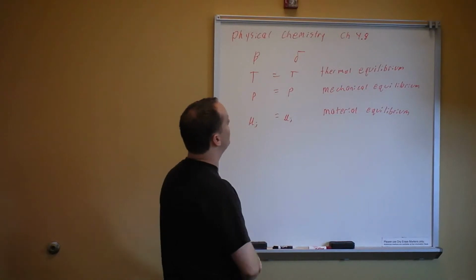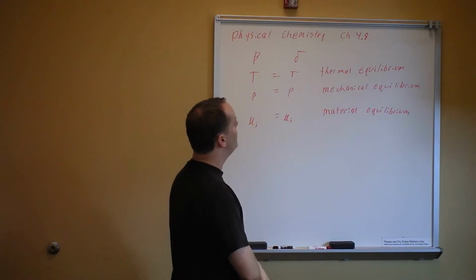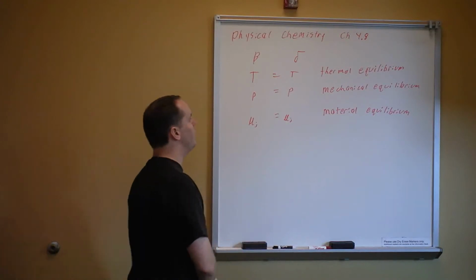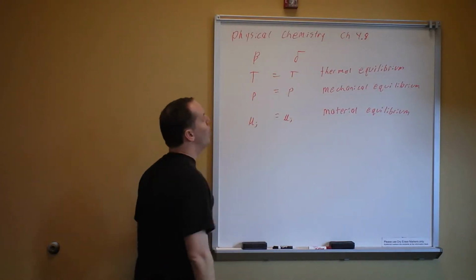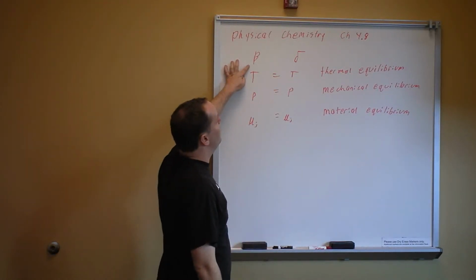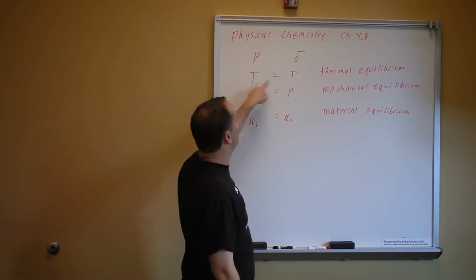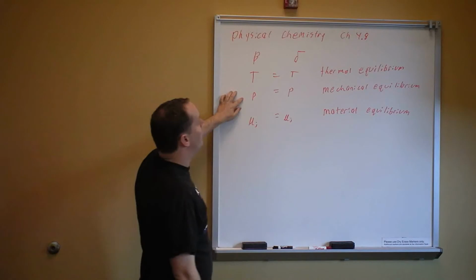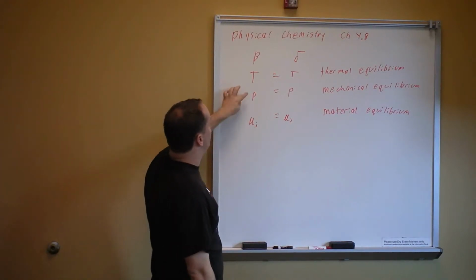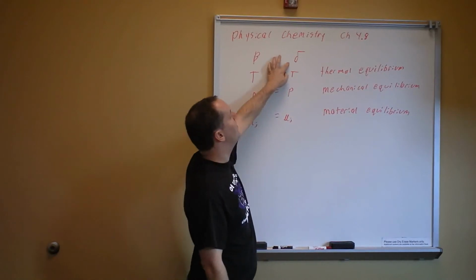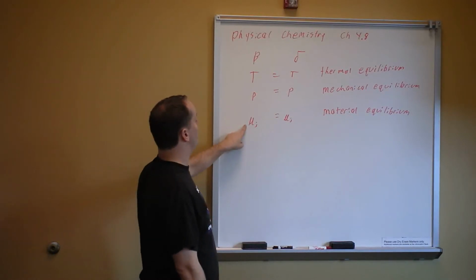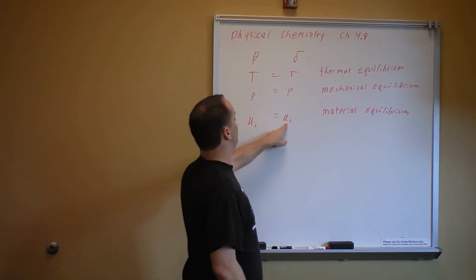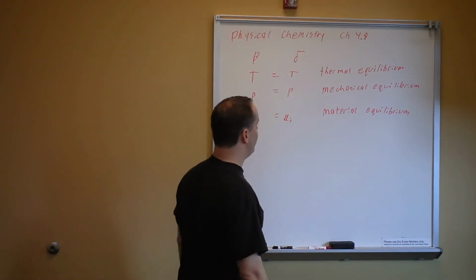Continuing on physical chemistry, chapter 4, we're finishing up section 8. So we talked about equilibrium before, or actually different types of equilibria. So just to review, let's say that we have two phases, phase beta and delta. What does it mean if those two phases are in thermal equilibrium? Then the temperature in phase beta is equal to the temperature in phase delta. What does it mean if those two phases are in mechanical equilibrium? Then the pressure in phase beta is equal to the pressure in phase delta. What does it mean if those two phases are in material equilibrium? That means the chemical potential of any substance J in phase beta is equal to the chemical potential of that same substance J in phase delta.